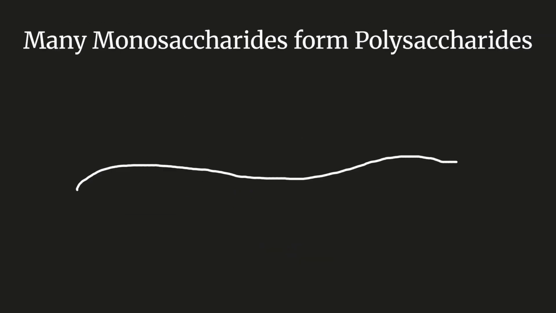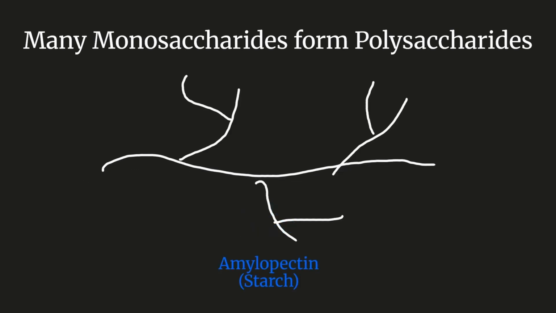Now, many monosaccharides form to make polysaccharides, and imagine this long string is all alpha glucose, it's a string of alpha glucose, and it creates amylose, which is starch. Another form of starch is called amylopectin, so this is all still alpha glucose, but it branches off, and at each one of these branches there's an alpha glycosidic 1,6 bond, so you need to remember that.